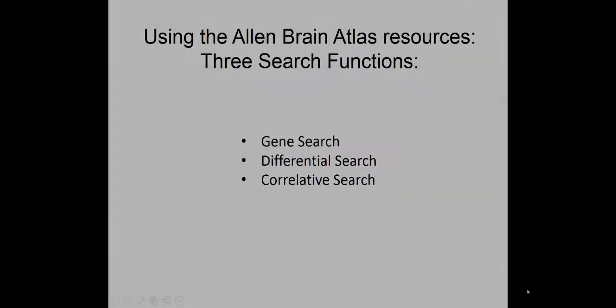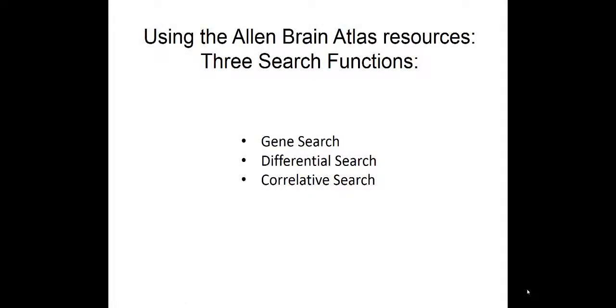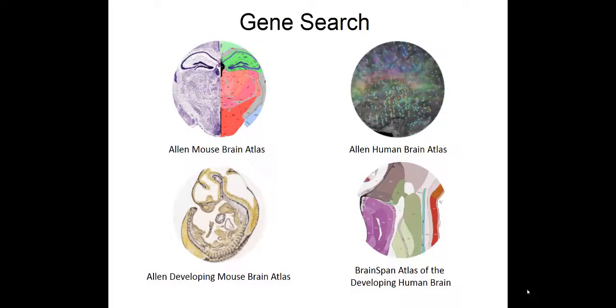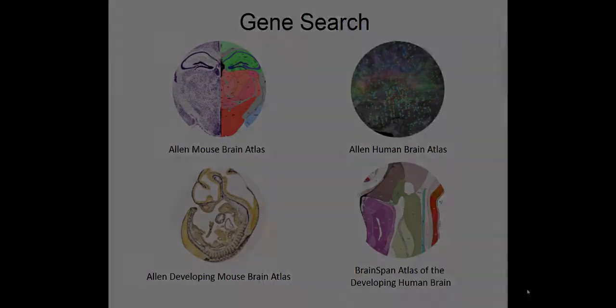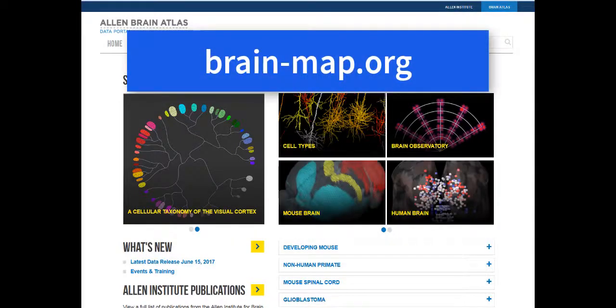How to perform a search using the Allen Institute for Brain Science resources. There are 3 search functions in the Allen Brain Atlas resources: a gene search, a differential search, and a correlative search. While many of our resources include these search features, we'll just be talking about the mouse and the human, adult, and developing brain atlases.